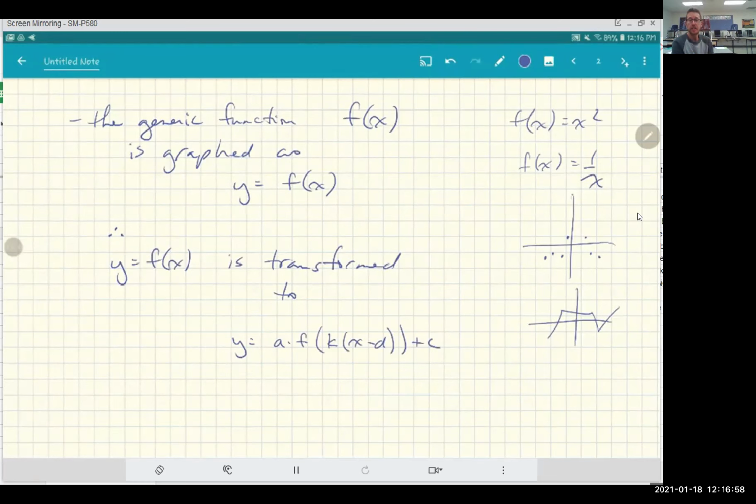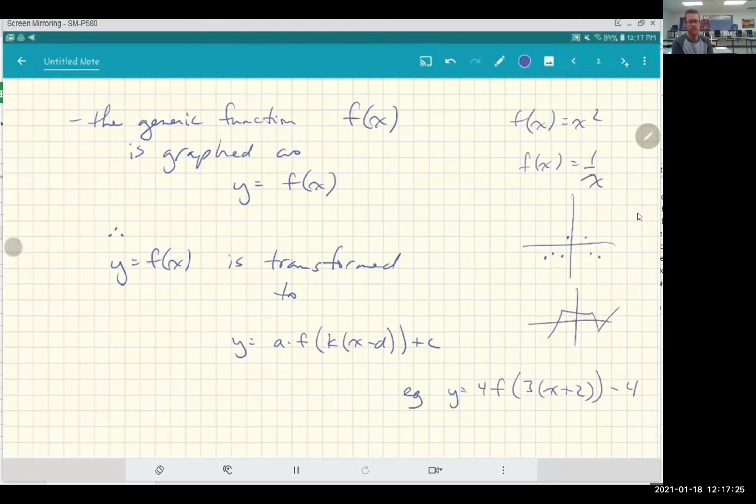The k and the d will be in there with the x, and you will have a plus c. Now you're going to see this a bunch of times in your assignments and stuff. You'll maybe see y equals 4 f at 3 x plus 2 minus 4, right? And sometimes it won't even tell you what the function is.